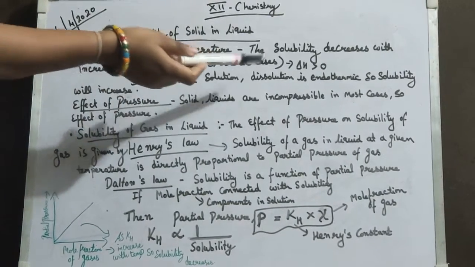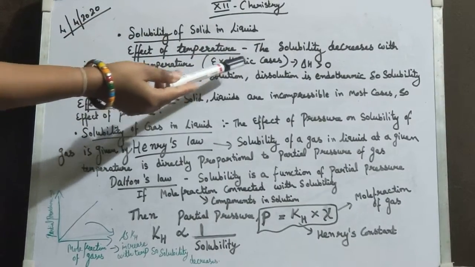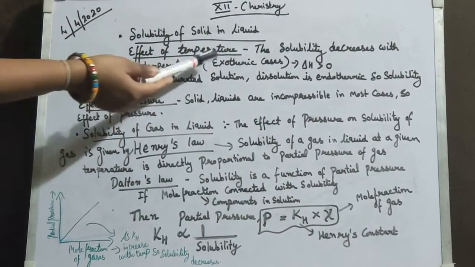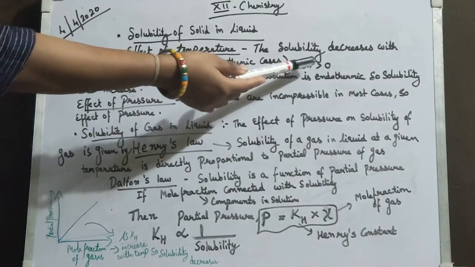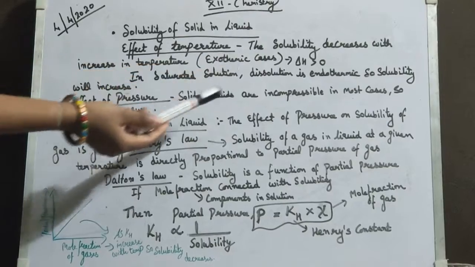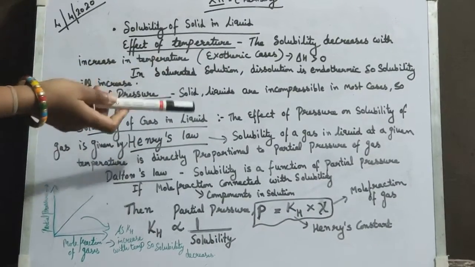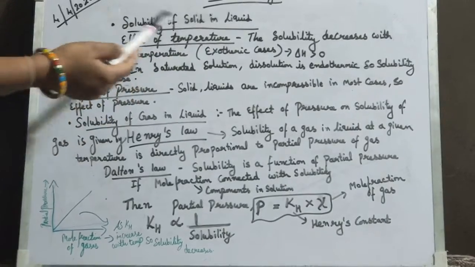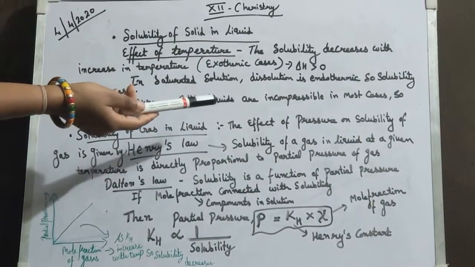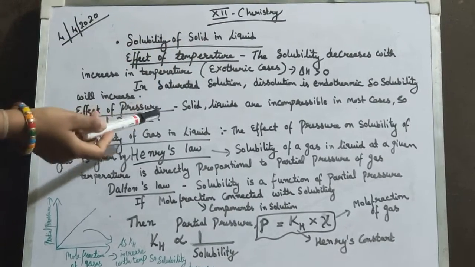So solubility will always decrease with increase in temperature whenever you have exothermic cases. Exothermic cases means you have enthalpy greater than 0, or you can say that in exothermic cases there is an evolution of heat, and thus when you increase the temperature, maximum particles go out of the solution in the form of vapor, and thus the solubility is decreasing.